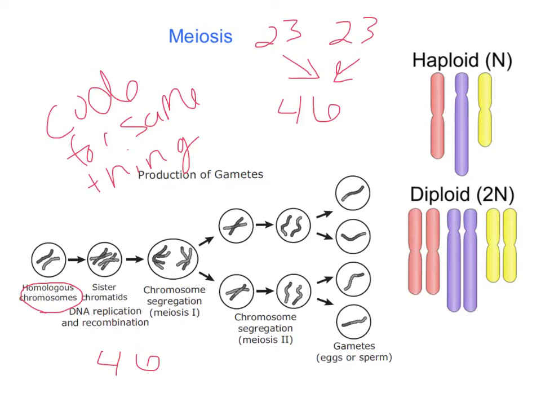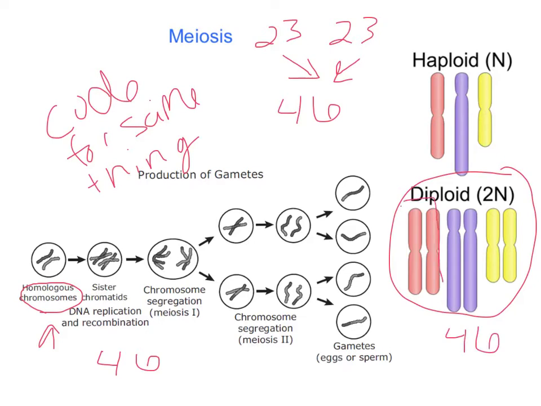Those are going to be grouped together, remember, into these homologous chromosomes. Homologous chromosomes are chromosomes that code for the same thing. So in our normal cells that have 46 chromosomes, those chromosomes are grouped into these pairs. That's what's called a diploid cell. So in humans, for instance, a diploid cell has 46 chromosomes.